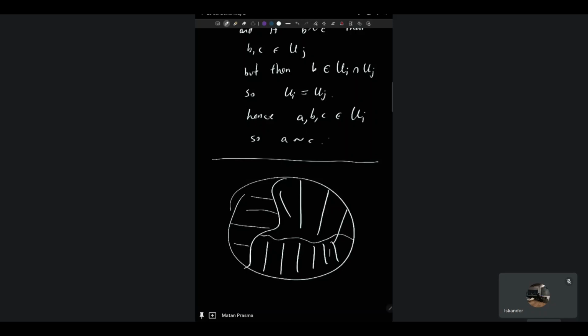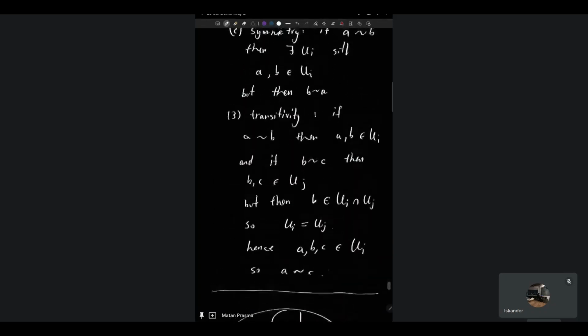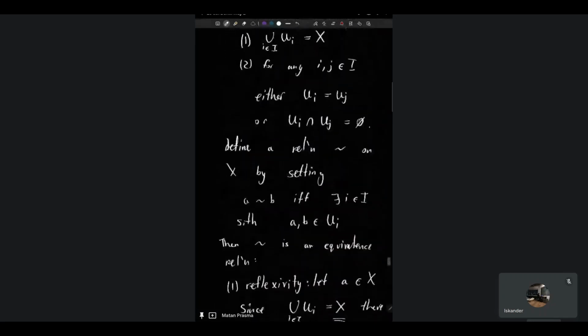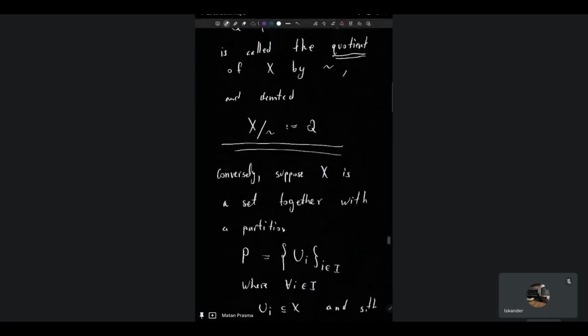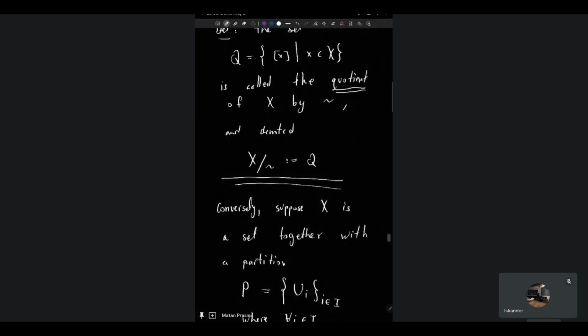I do have a notation question. If you could scroll back to when you define the quotient, yeah, right here. You define x divided by tilde equals, with a colon equal, q. And in other places you've used equals def. Yeah, it's the same. It's the same.